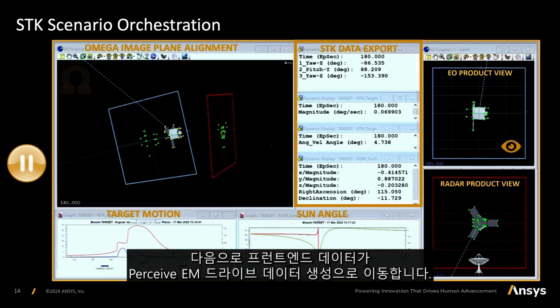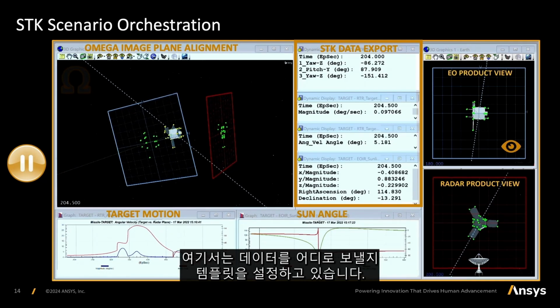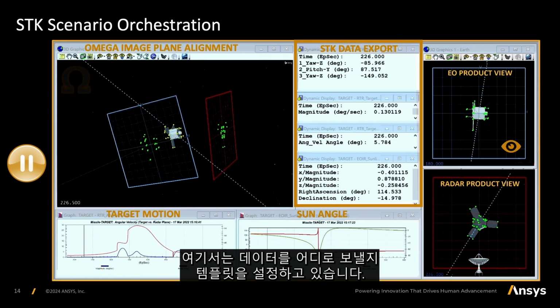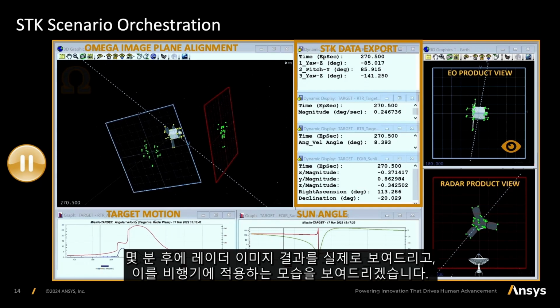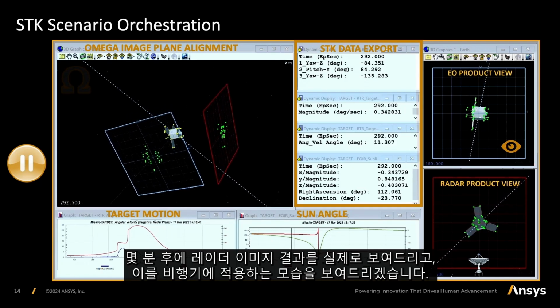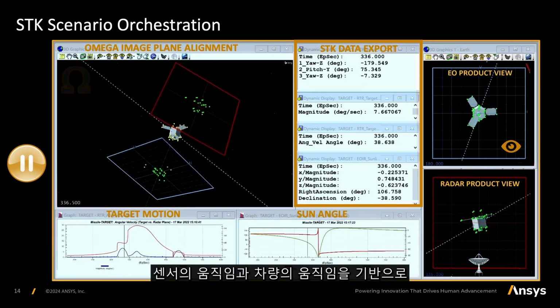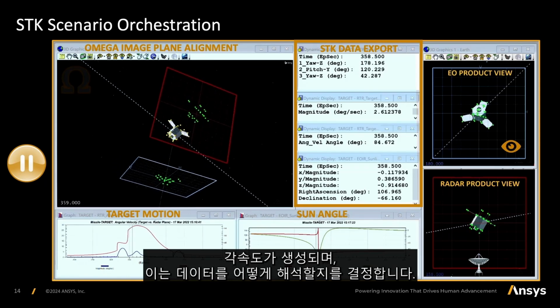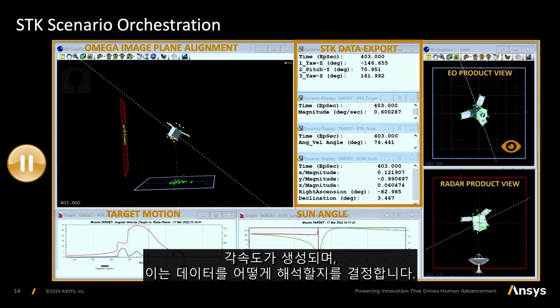Next one is, that front-end data goes into PerceiveEM to drive data generation. Then we go back to SDK to put that data back in it to understand how to interpret that information. In this scenario, we're setting up the template of where I want my data to go. You're going to see in the next couple of minutes the results of that radar image put onto the plane, because based on the motion of the sensor and the motion of the vehicle, it generates these angular velocities, which dictate how to interpret the data.